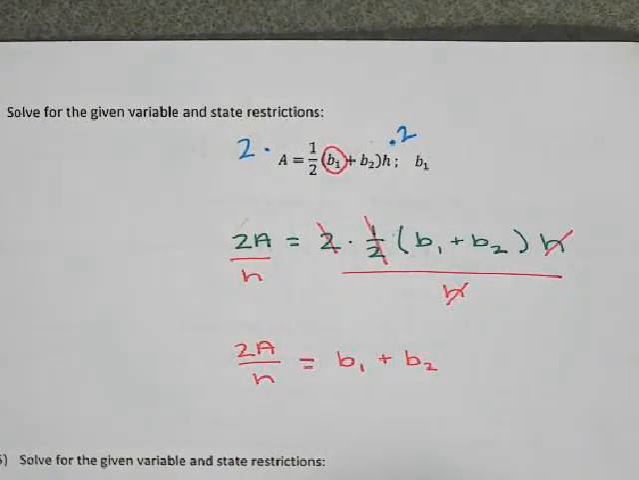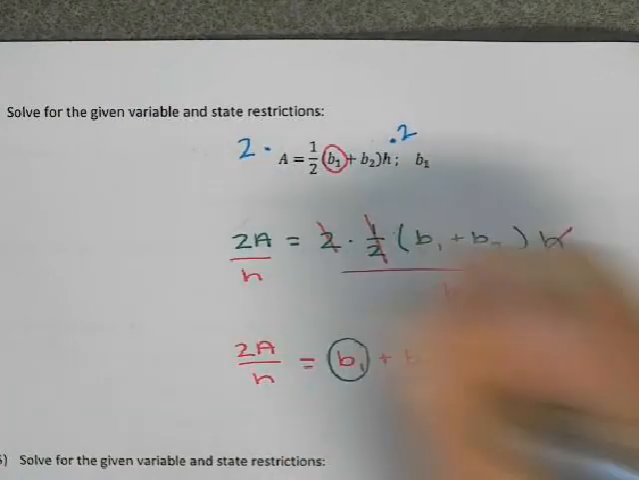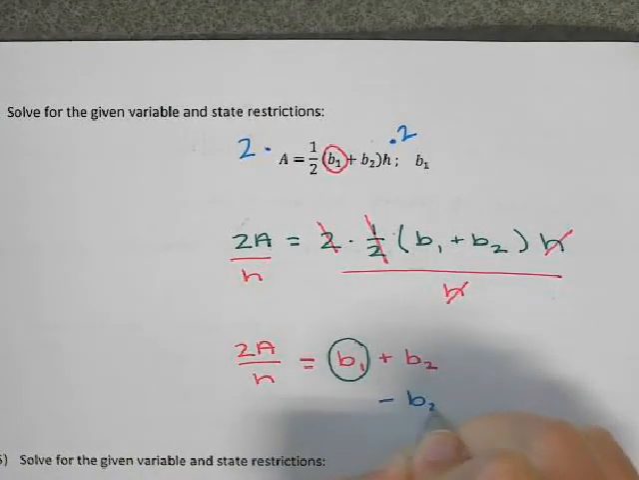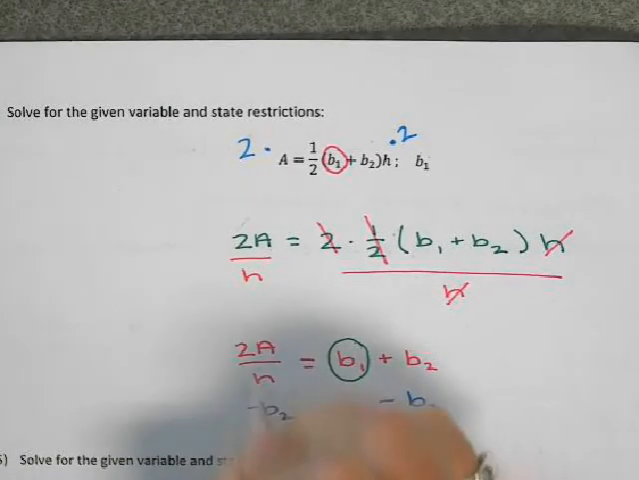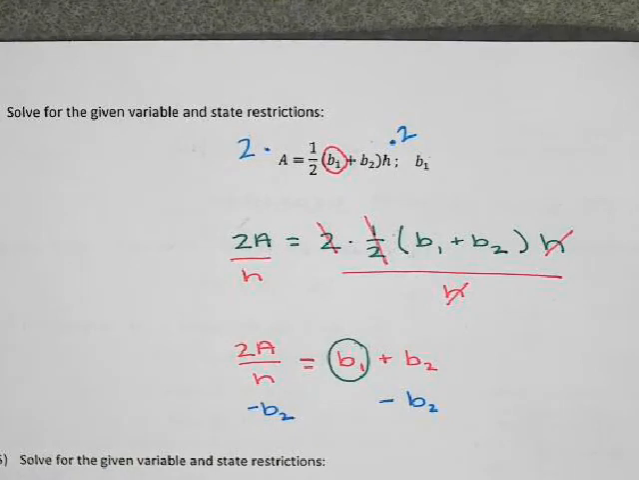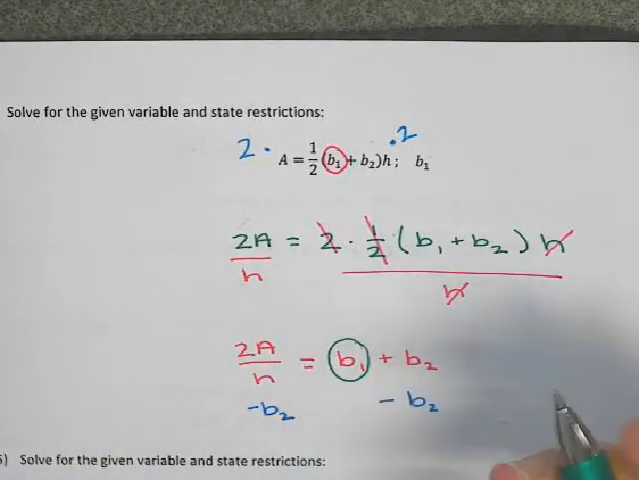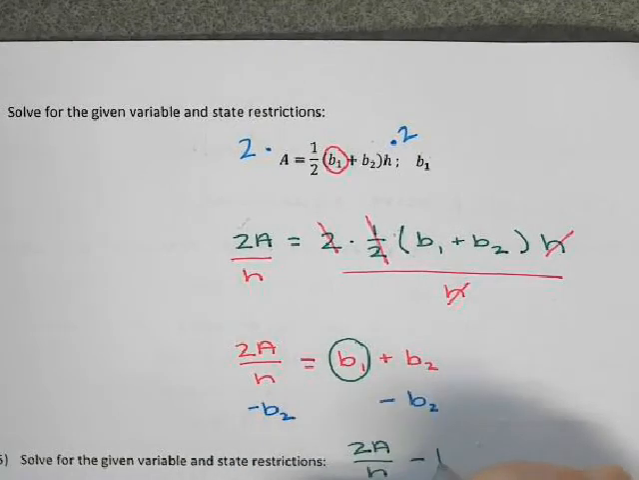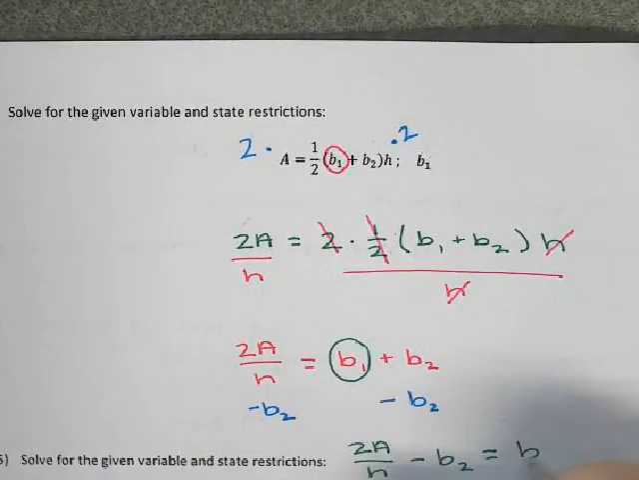All right, we're still aiming to get b1 by itself, but right now we're adding b2 to it, so how do you undo that? Subtract b2. Now that we're subtracting, we're adding a second term on that left side. So our answer is going to be 2a over h minus b2 is equal to b1.